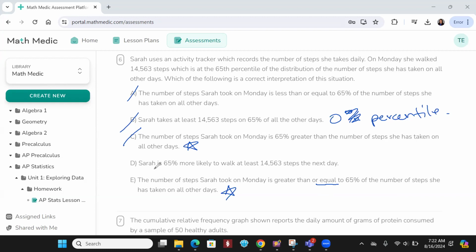And then D says Sarah is 65% more likely to walk at least 14,563. Is that what a percentile is? No. So the answer is, yep.